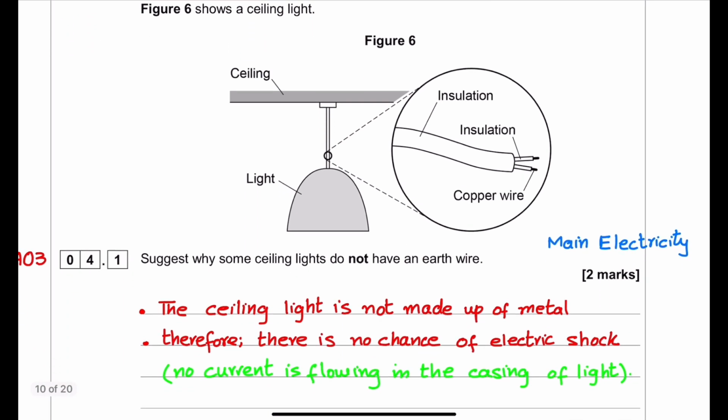The ceiling light is not made up of metal. Therefore, there is no chance of electric shock. So no current is flowing in the casing of the light, and if a person touches it, there is no chance the person will get the electric shock. Therefore, earth wire is not required for the ceiling light.